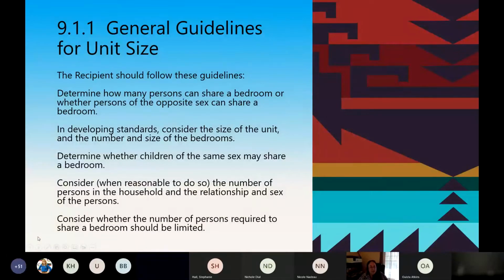These are the general guidelines you should follow in determining how many persons can share a bedroom, or whether persons of the opposite sex can share a bedroom. In developing standards, consider the size of the unit and the number and size of the bedrooms. Determine whether children of the same sex can share a bedroom. Consider, when reasonable to do so, the number of persons in the household, the relationship and the sex of the people. Consider whether the number of persons required to share a bedroom should be limited. Those are all things that you have to consider.